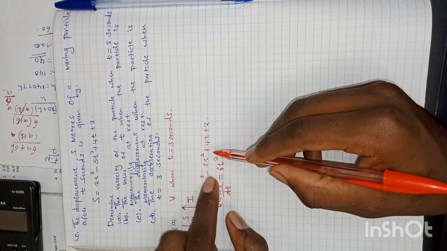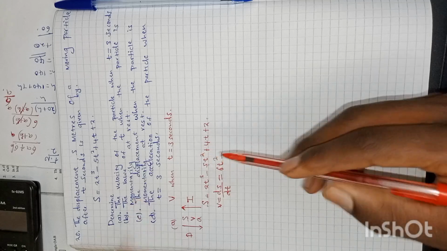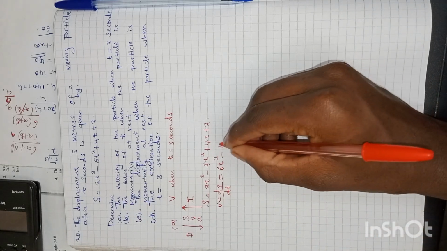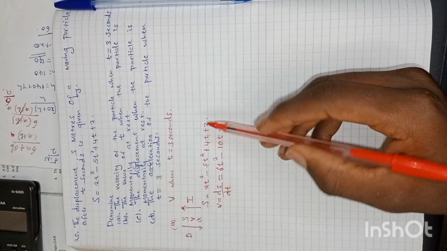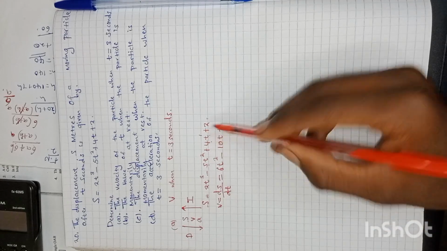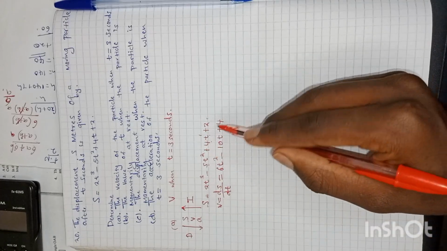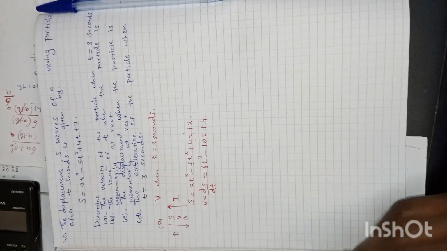The same applies here. 2 times 5, 10, and 2 minus 1 is 1. No need of writing 1. So this becomes 10t. Then plus 4. Here there is a 1, but it is not indicated. So 1 times 4 is 4. And t, because it was 1 minus 1, it becomes 0. So you don't write it.